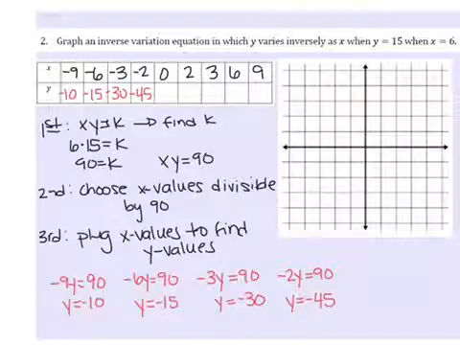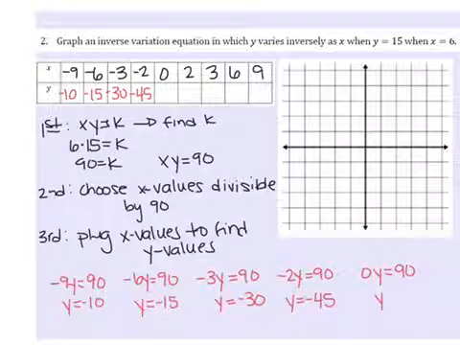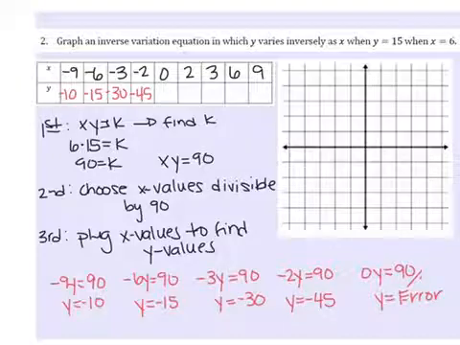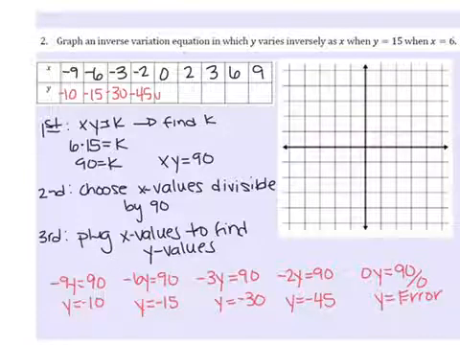Now we're going to plug in 0, so 0 times y is going to equal 90. So when I plug that into my calculator, 90 divided by 0, I get an error. We know that you cannot divide by 0. That's a thing that is not allowed in math, so we can't do that. So our 0 is always going to be undefined, U-N-D, undefined.